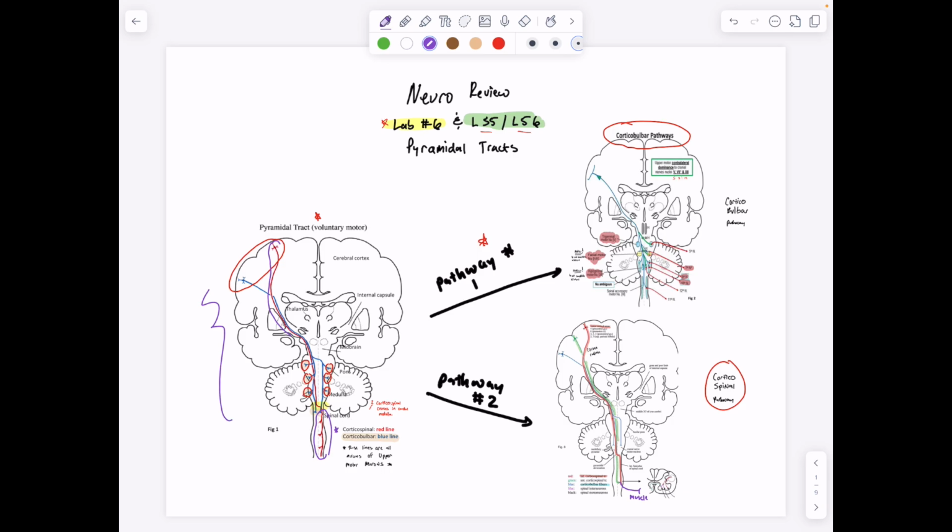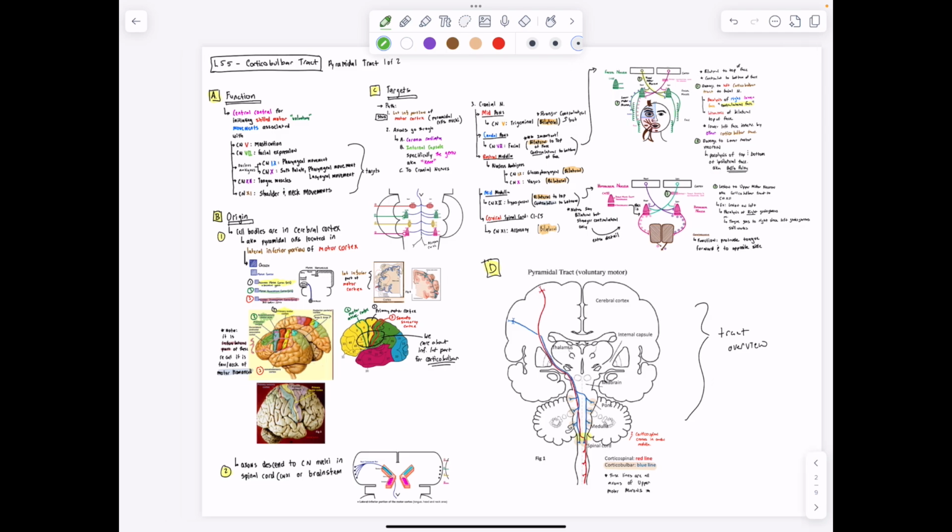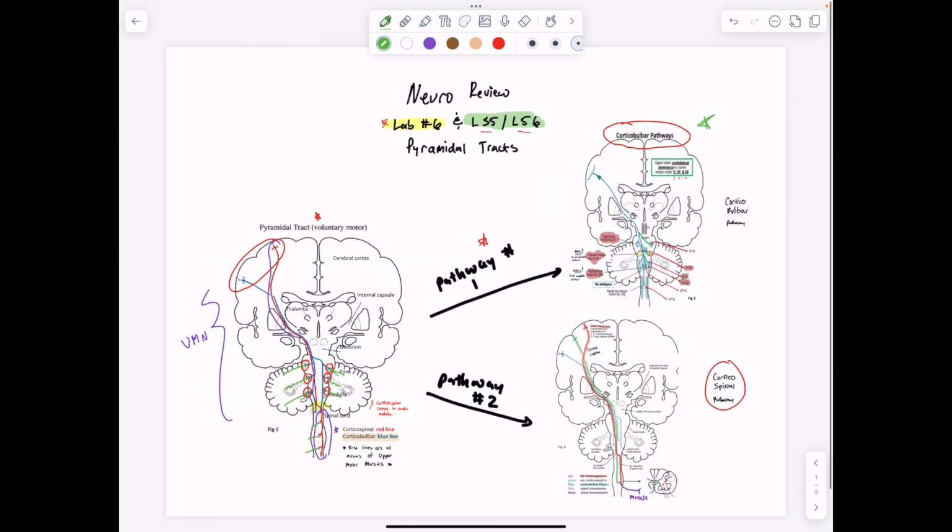Okay, so we're going to hear the words upper motor neuron and lower motor neuron. In this diagram right here, we have upper motor neuron, and as we'll see later, the lower motor neurons are going to be what these pathways end in. Right? They synapse on the lower motor neurons. All right, so we're going to start off with this guy, the corticobulbar pathway.